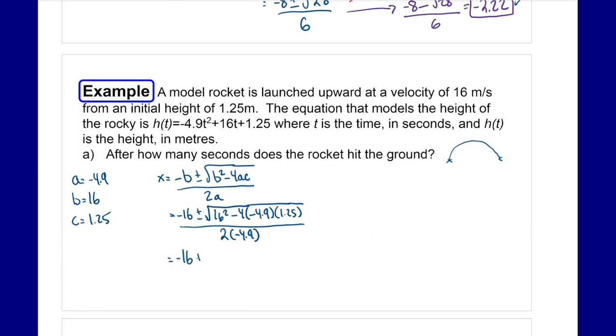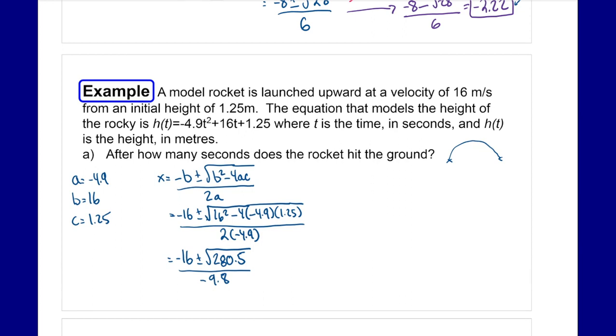Negative 16 plus or minus the square root. I'm just going to solve the inside. So 16 squared minus 4 times negative 4.9 times 1.25. You get 280.5, divided by 2 times negative 4.9, negative 9.8.